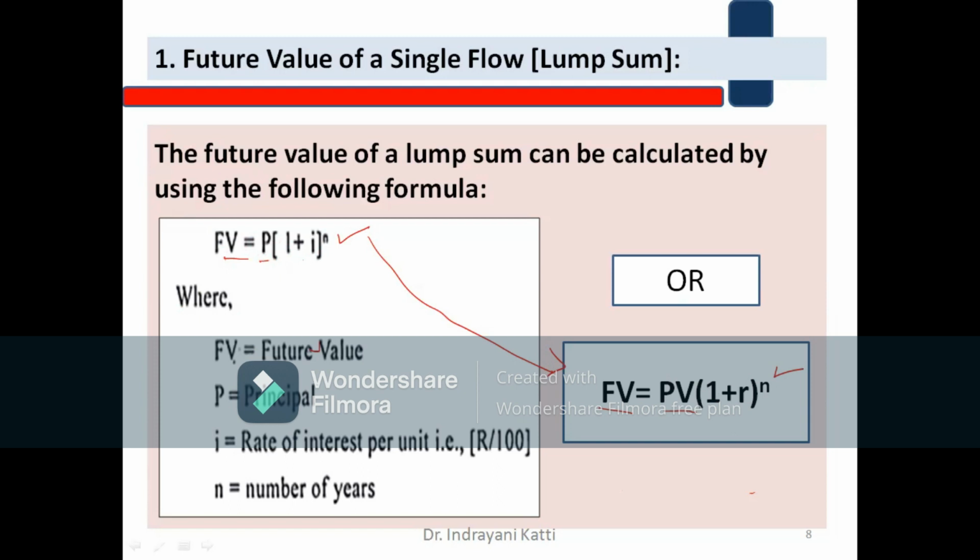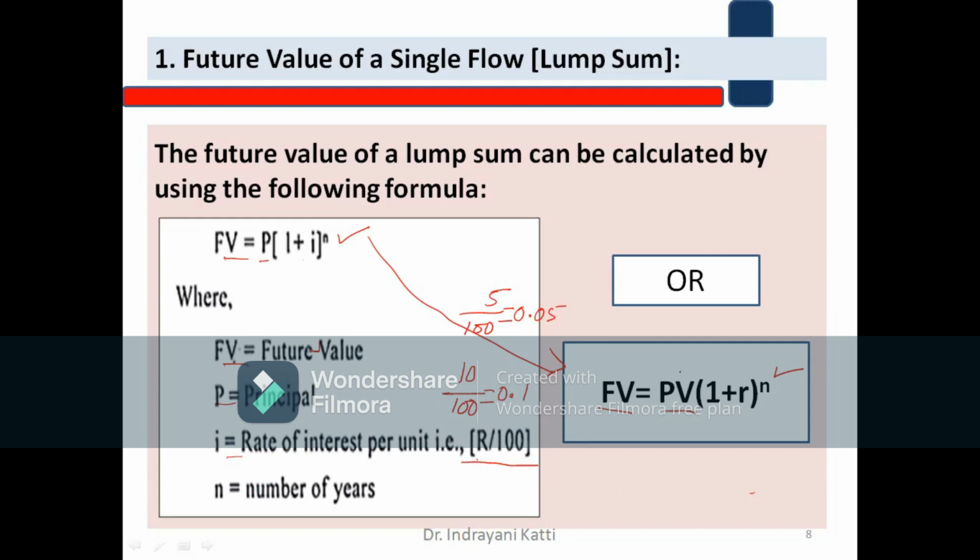Here FV is the future value, P means the principal amount, and i is the rate of interest per unit, that is R divided by 100. How do we get the per unit rate? It is calculated as R divided by 100. If it is 10%, 10 divided by 100 gives 0.1. If it is 5%, 5 divided by 100, the rate we get is 0.05. Likewise, we need to calculate it per unit. Then n is meant for the number of years, since it is raised to n.